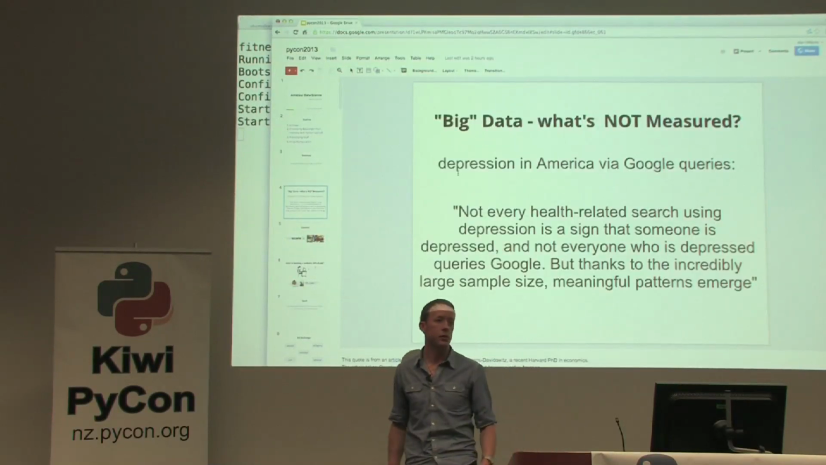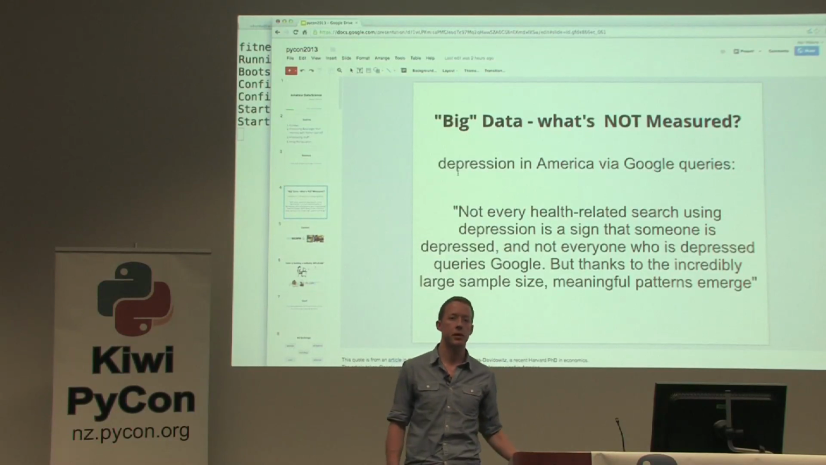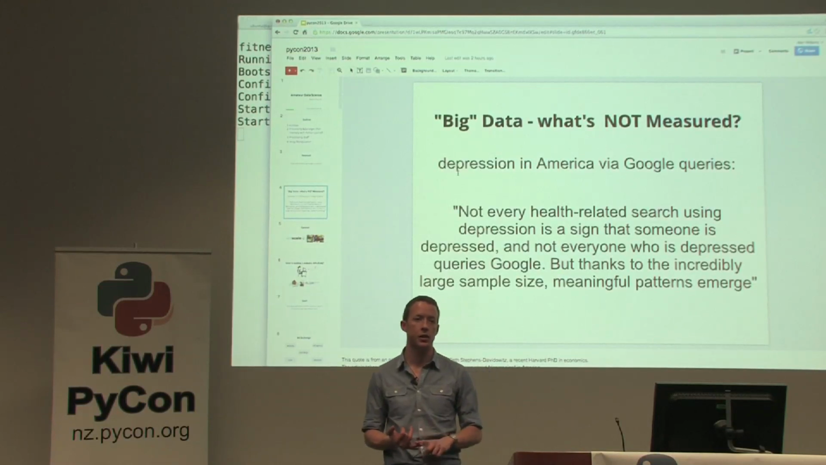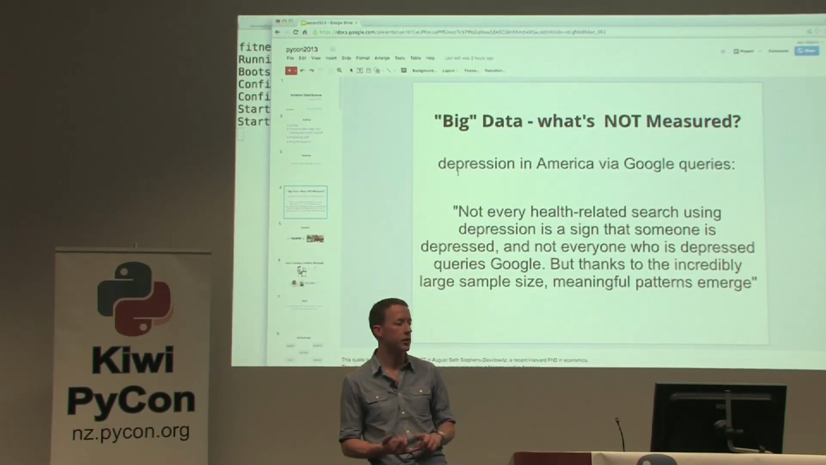So another question is, what's not being measured? A lot of big data systems run off automatically generated collection systems. So an important question to ask is, what's not being measured? What's the collection system missing? Because when you analyze the data, you won't see that.